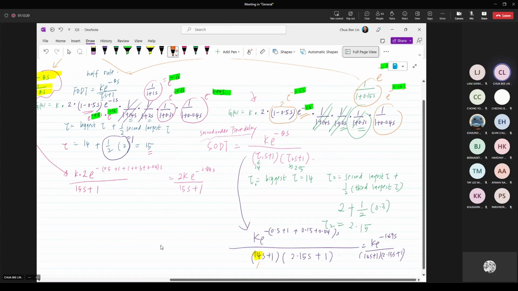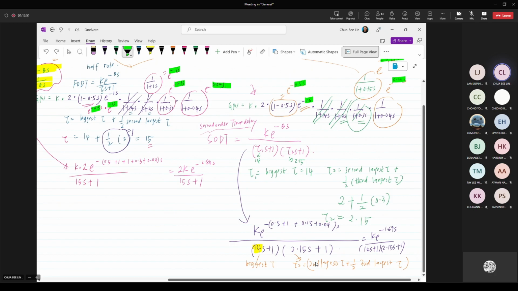So this one is the biggest tau, and your tau 2 will be the second largest tau plus half of the third largest tau to give you the tau 2. And when you already contribute half of the third largest tau, remember this one, okay? You have to change this into this because you already contributed half.